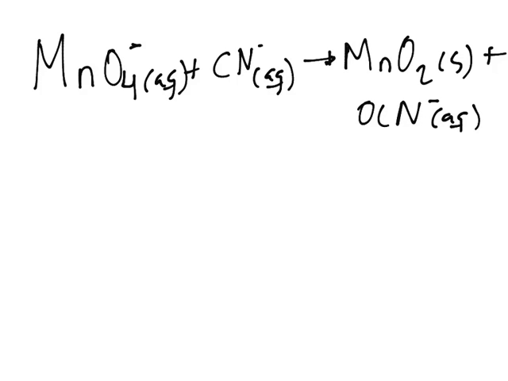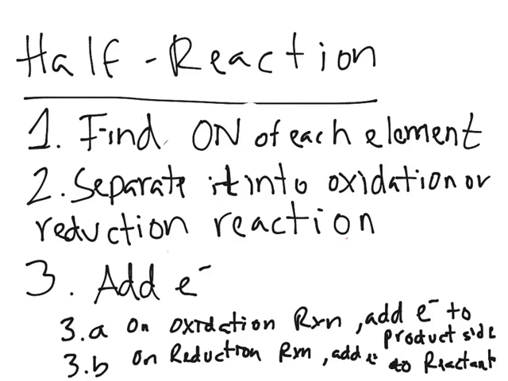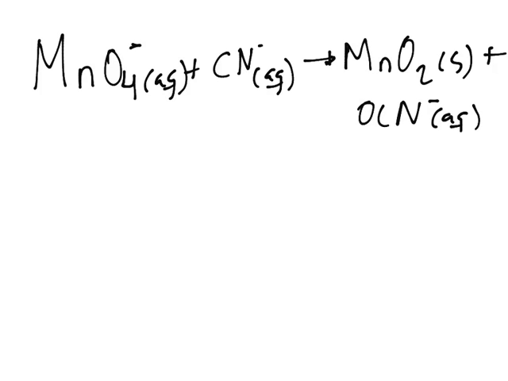So let's go back to our steps. The first thing we have to do is find the oxidation number of each of the elements. Let's start with this. We will call the manganese x, and we know that we have 4 oxygens, and the oxygen number is -2, and it's an ion, so it will have a -1 because of this minus. So we get that x minus 8 is equal to -1.